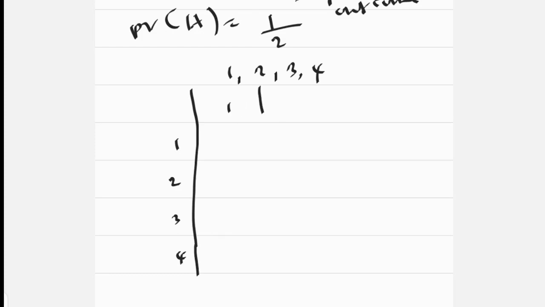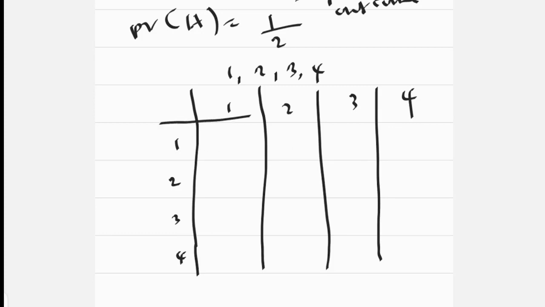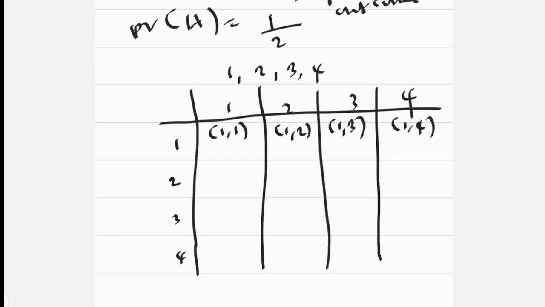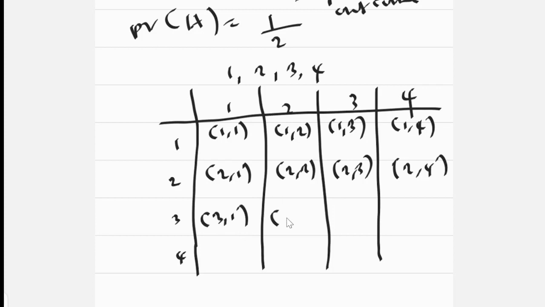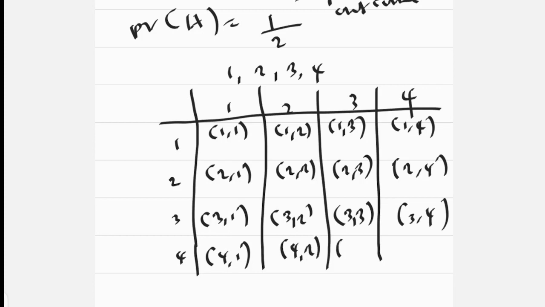Then I also have 1, 2, 3, 4. So the possible pairs we can have can be what? I can have 1,1; 1,2; 1,3; 1,4; 2,1; 2,2; 2,3; 2,4; 3,1; 3,2; 3,3; 3,4; and 4,1; 4,2; 4,3; 4,4. So these are the possible pairs we can have from all the four sets.